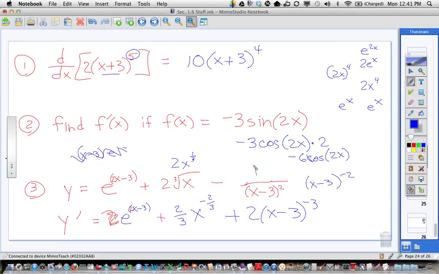Now, it's perfectly fine to leave it like that. You don't need to flip this down and get a positive power. You don't need to put that back into radical form. I don't care about that stuff right now. So you can just leave it just like that.